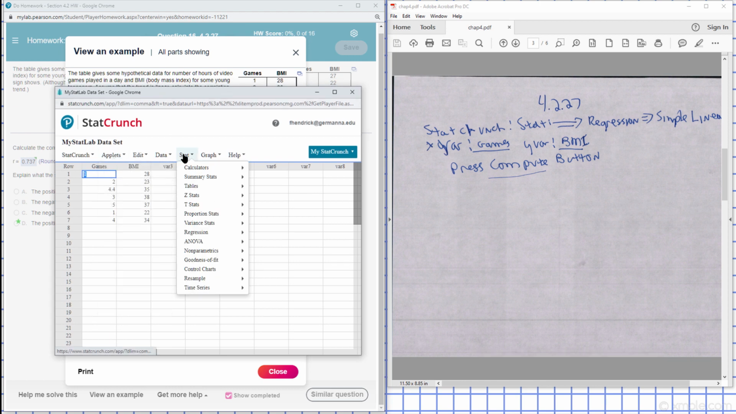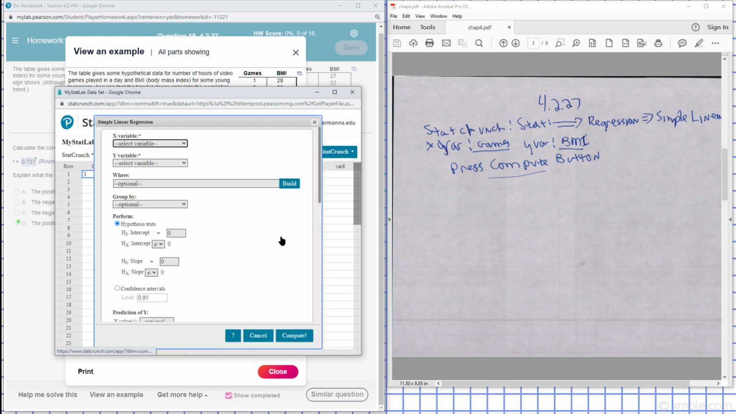So we can select stat, regression, simple linear, select our variables there for game, x input, and our output, BMI. Then we press the compute button.